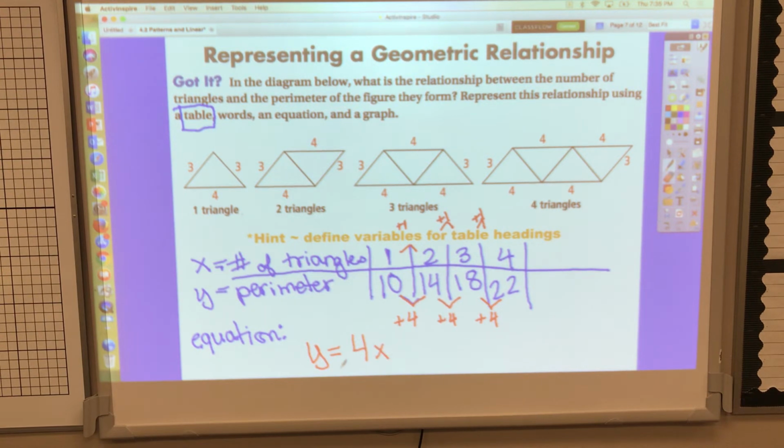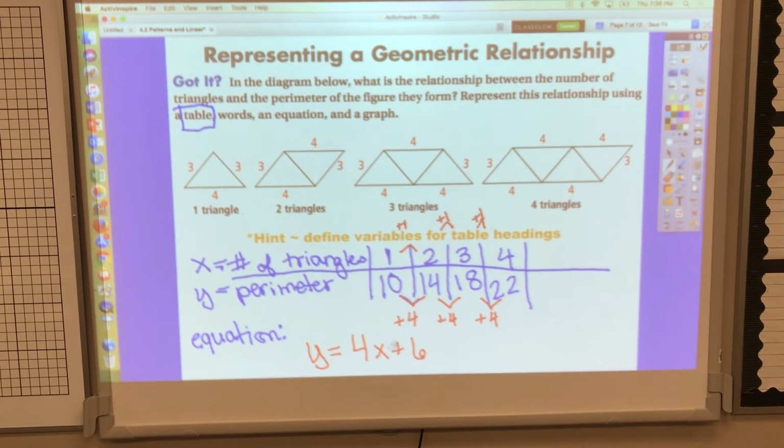Okay, but when I plug that in, if I plug in 1, 4 times 1 does not give me 10. So I need to figure out what I do to 4 times 1 to get my actual output. And if I have 4 times 1, I only have 4, which means I would need to add 6 to get that output of 10.